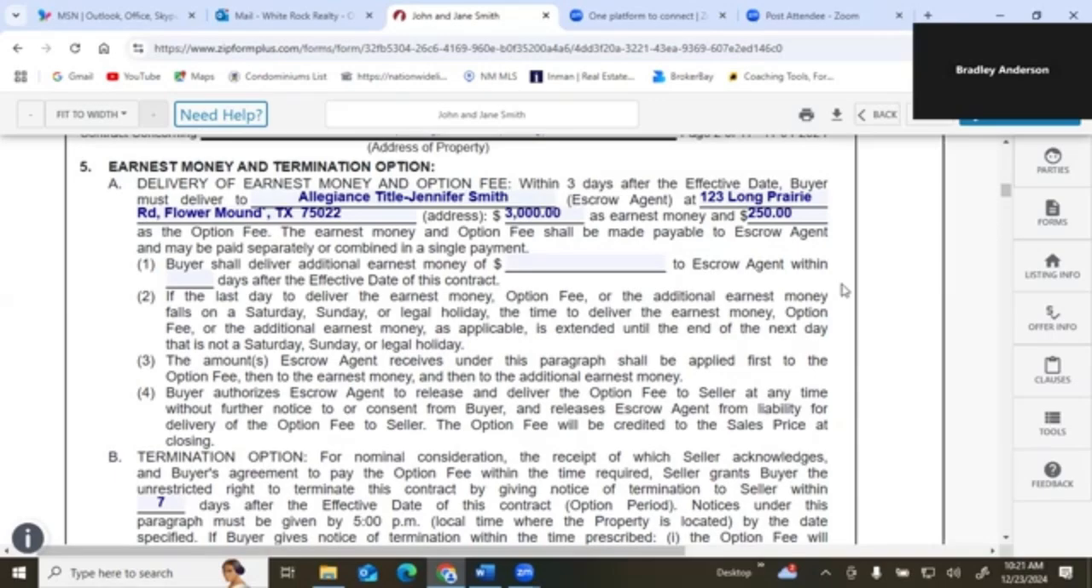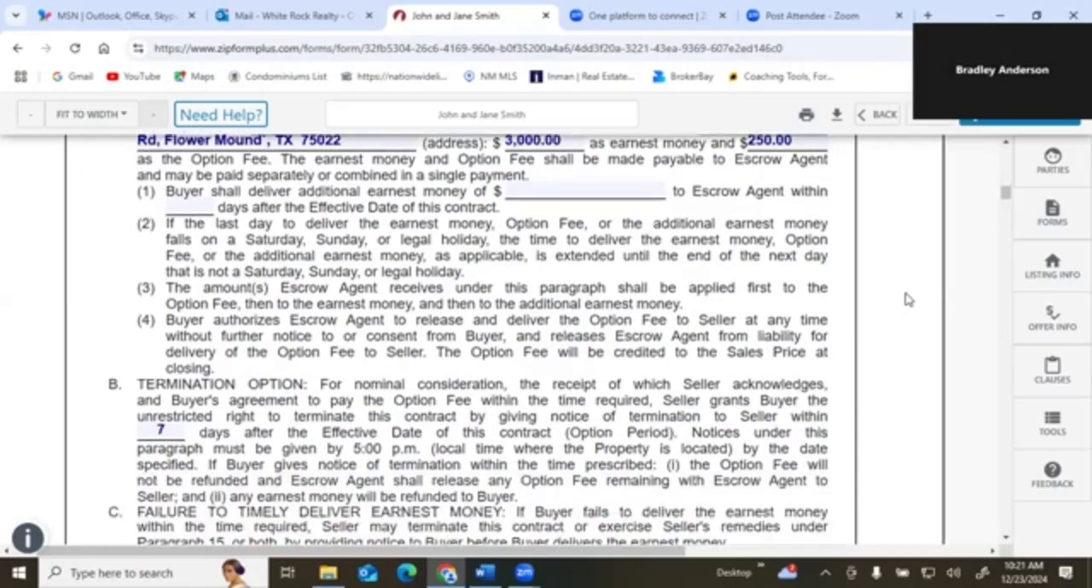So if the property is suspect, the buyer wants a couple of days to deposit some more money. It's kind of 50-50 whether or not they're going to go through with it. They don't want to tie up all the earnest money, so maybe they do half up here and half here. That's one instance where that might happen. Okay.